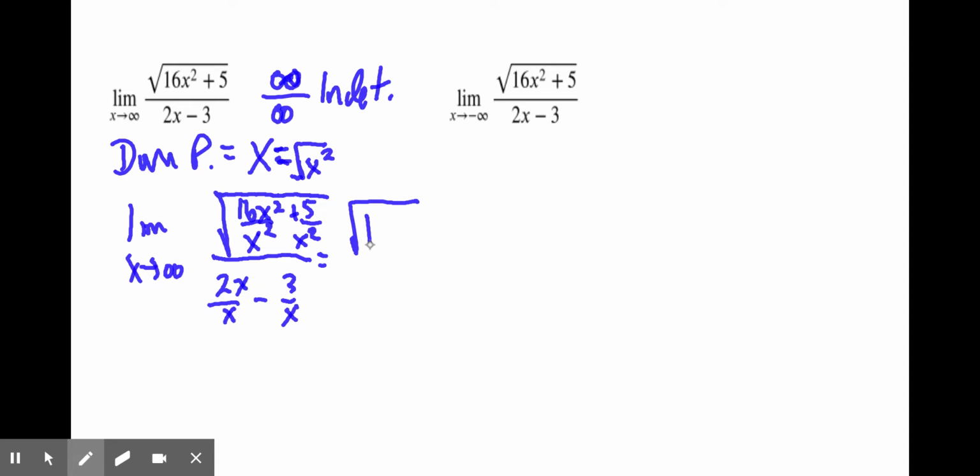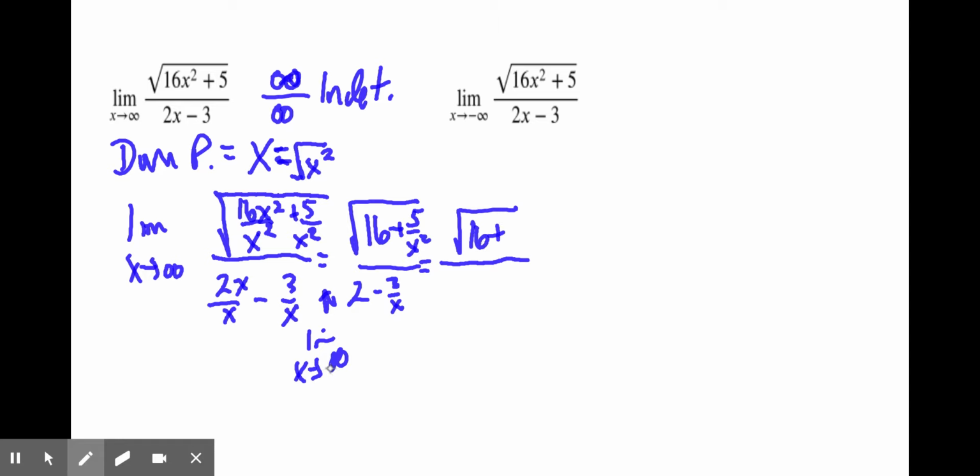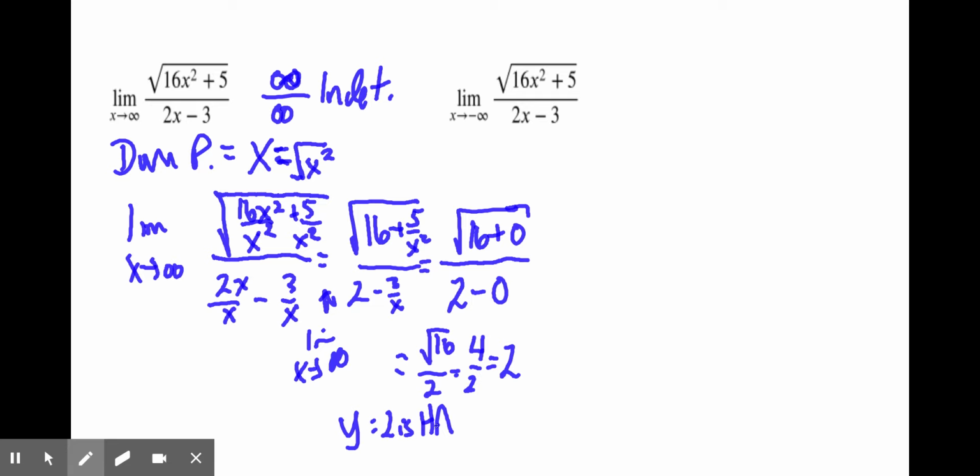We have the limit of the square root of 16 plus 5 over x squared, over 2 minus 3 over x. I forgot the limit sign. Let me see if I can stick it in here. All right. Okay, now let's take a look. As x goes to infinity, in the numerator, we have the square root of 16 plus 5 over something really big, which is really small. That goes to 0. Over 2 minus 3 over something really big, which is really small. That goes to 0. So what do we get? We get the square root of 16 over 2, which is 4 over 2, which is 2. So the limit is 2. Y equals 2 is a horizontal asymptote of that graph.